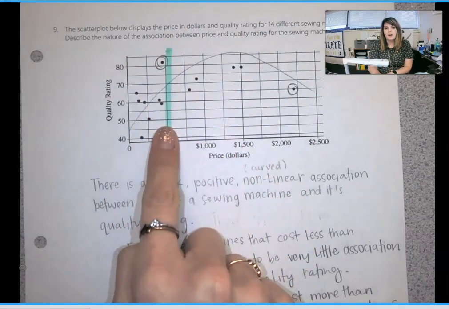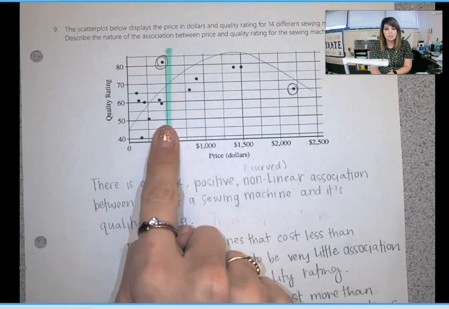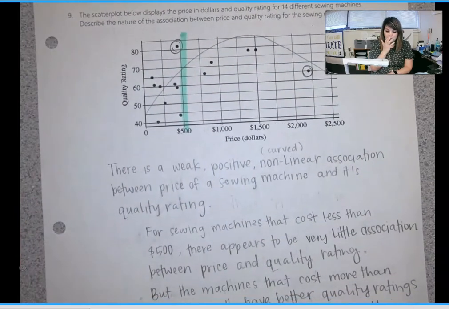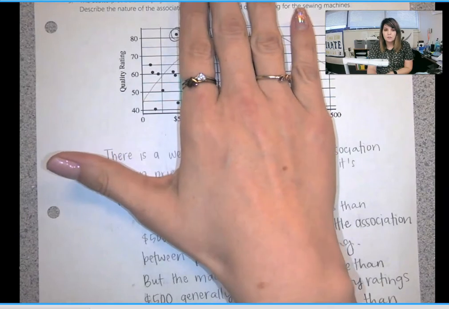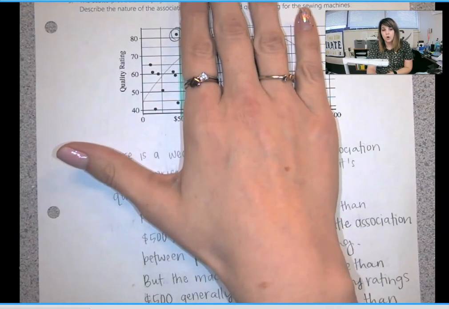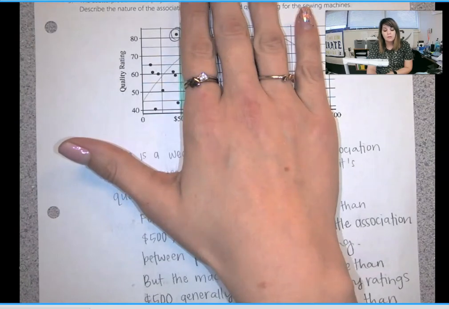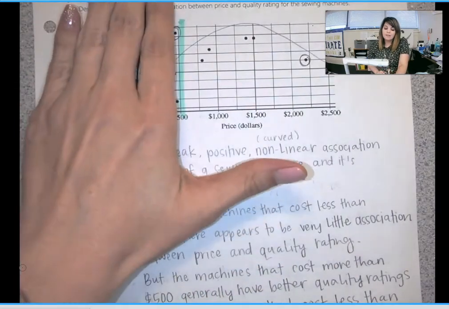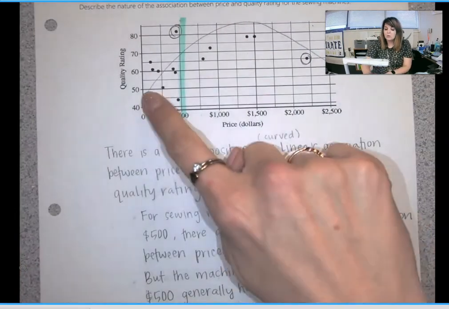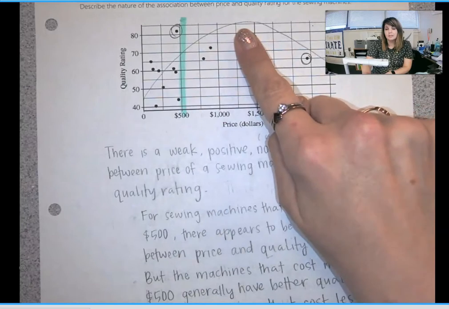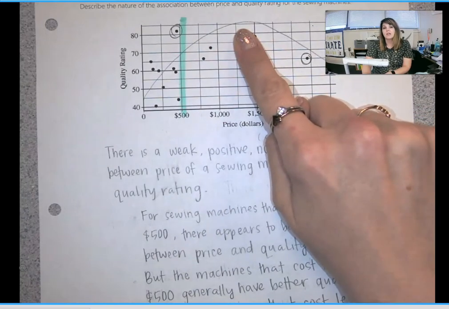Now this is where you would have needed to take some chances and just describe what you see. So if you cut the graph at $500, the sewing machines that cost less than $500 appear to have little association. So if I cover this up, that to me almost looks like no association. In fact, I lean toward no association. But when you add in the sewing machines that cost more than $500, that's what starts to form the overall positive direction of this association.